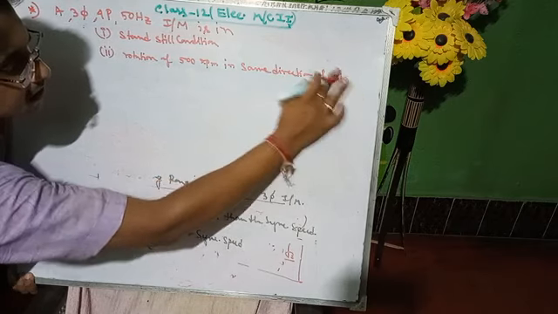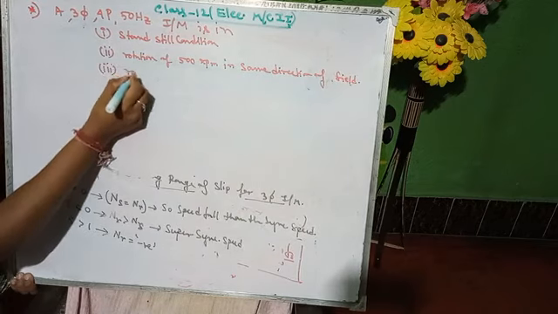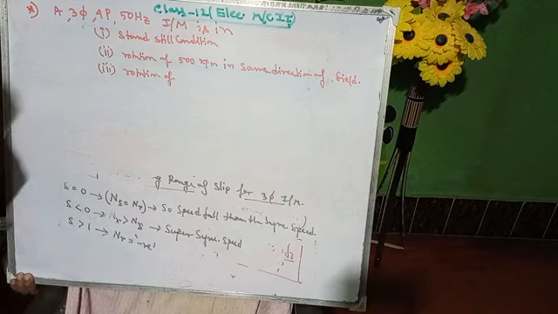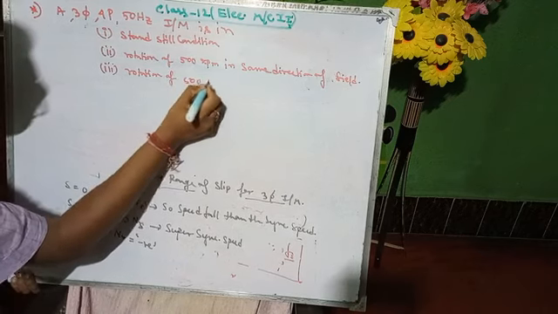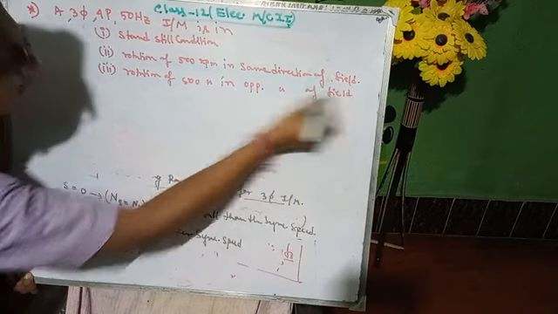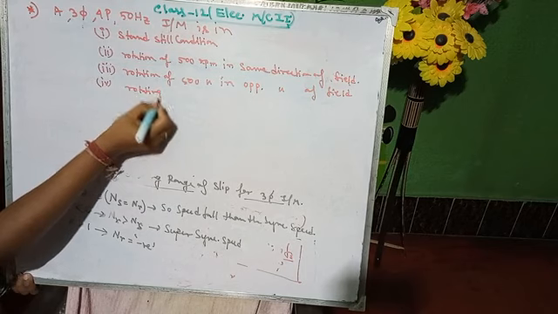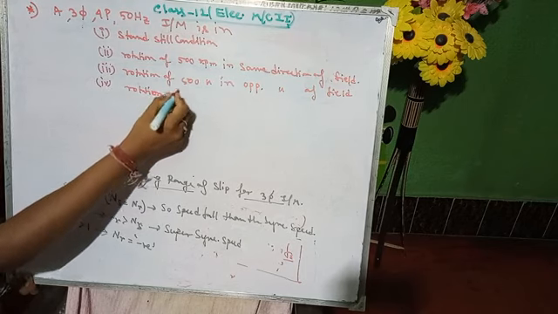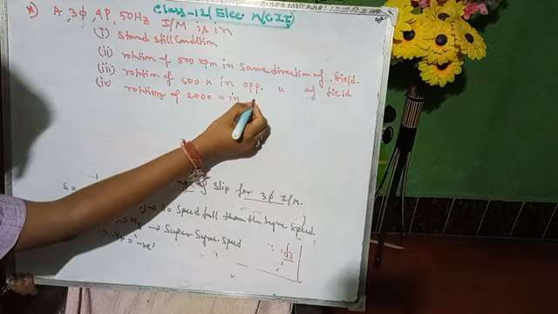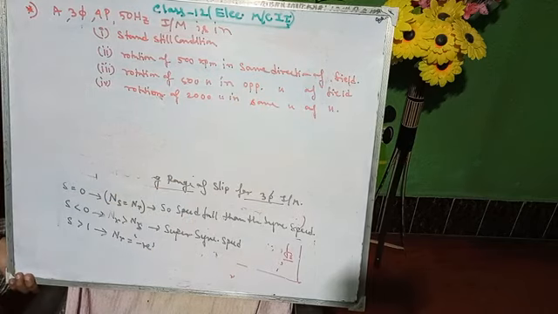of the stator field, same direction of field, and rotation of 500 rpm in the opposite direction of the field, and the fourth one, rotation of 2000 rpm in the same direction of the field. Okay, so these four numericals you have to perform.